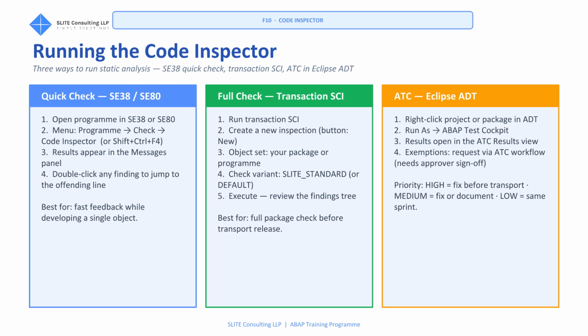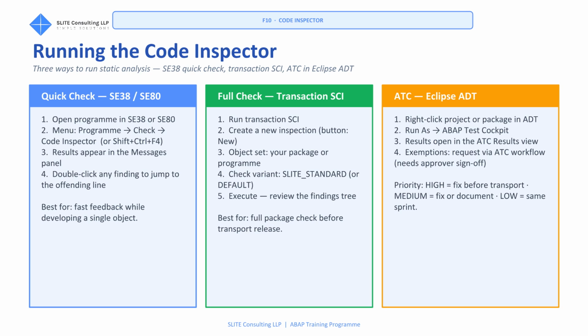Third, ATC in Eclipse ADT. Right-click the project or package in the Project Explorer, then Run As, then ABAP Test Cockpit. Results appear in the ATC results view. Exemptions follow the ATC workflow and need an approver. This is the cloud-aligned tool you will use on S/4HANA projects.